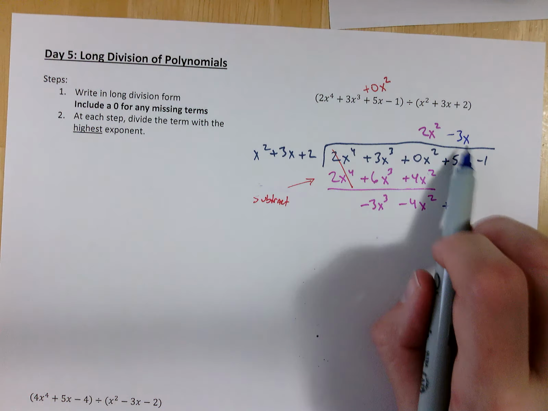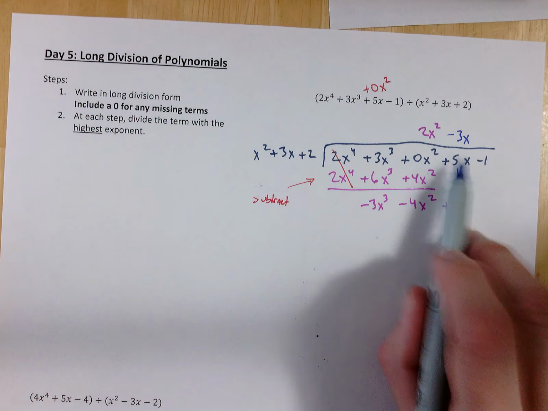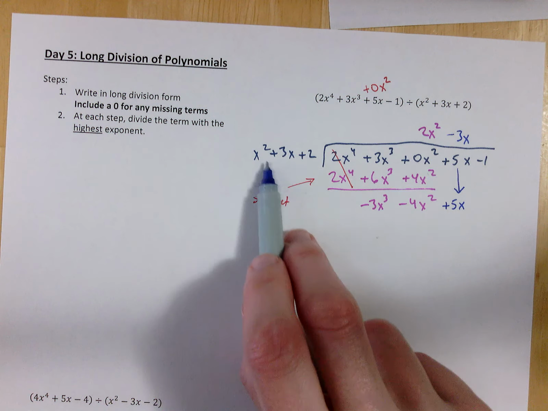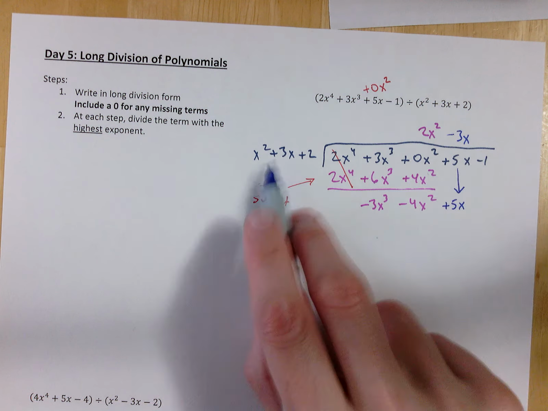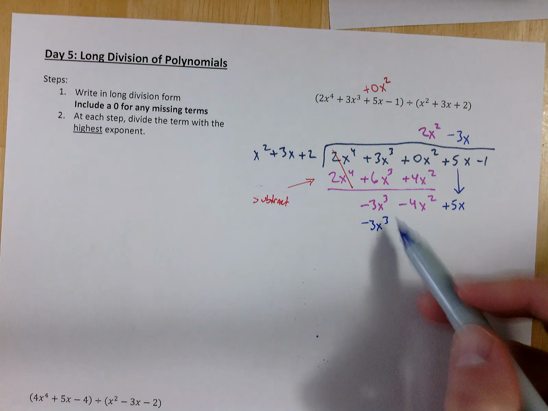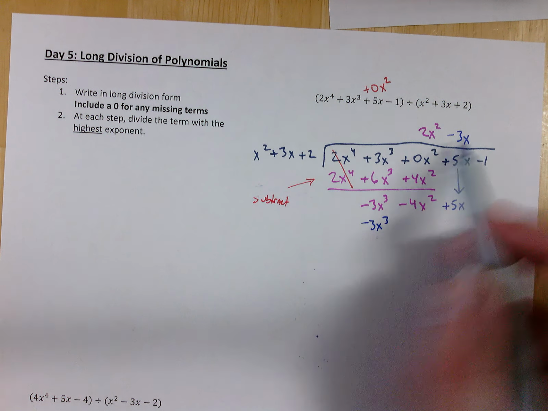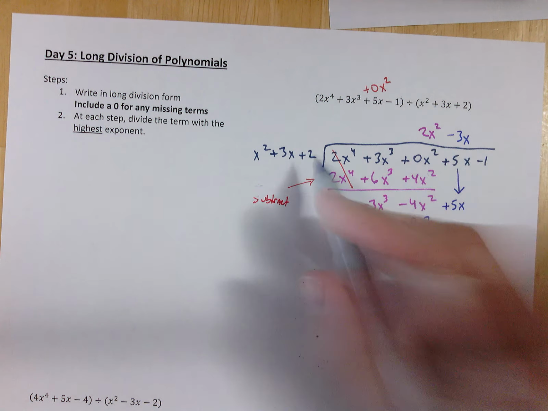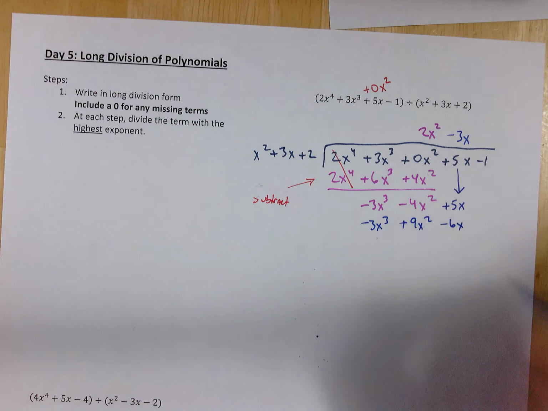I'm going to take that and multiply it by the whole thing. Just my new term, I'm not doing the 2x squared, just this new negative 3x. So negative 3x times x squared is negative 3x cubed. Those perfectly match. That's what you're looking for. Negative 3x times negative 3x is positive 9x squared. Negative 3x times 2 is negative 6x.